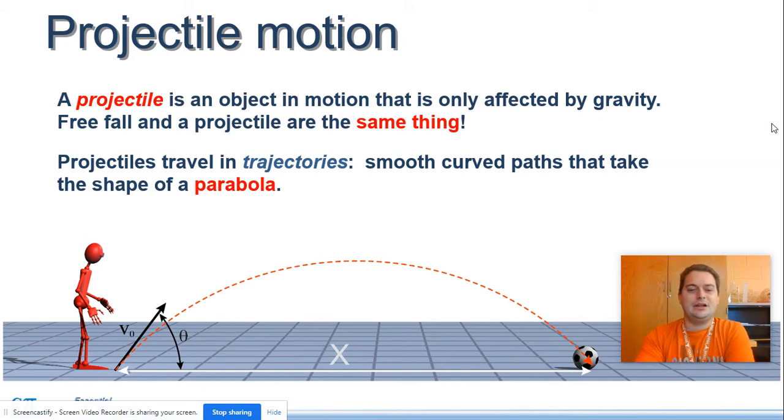For example, a couple of vocabulary differences. We drew a lot of arcs for free fall, which was really projectiles. But now we're going to give that arc a name. The trajectory, which is the path that a projectile takes, is known as a parabola. Okay, so that arc has a special name and special properties to it. It is a parabola. So the path a projectile takes is called a parabola.